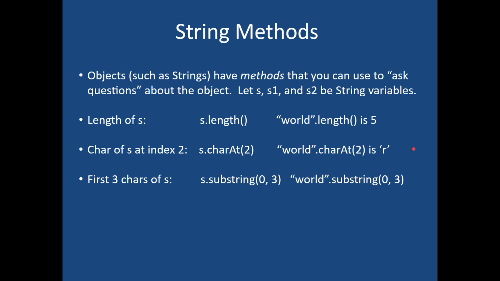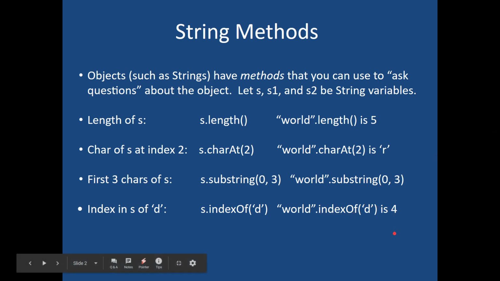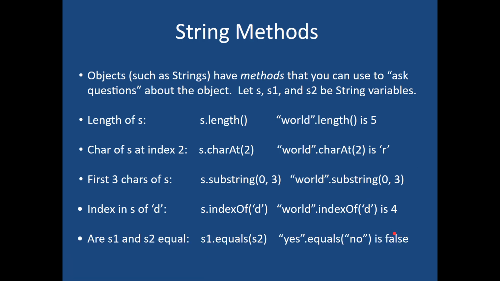You can take a substring. You can say, give me the first 3 characters of S. What this means is you're saying, give me a substring of world that begins at index 0 and goes on for 3 characters. So you get back WOR. That's another thing you can ask a string to do for you. You can ask, what's the index at which the character D occurs? So you're saying world.indexOf the character D is 4. It's telling you D occurs at index 4. You can ask whether S1 and S2 are the same. So yes, the string yes dot equals the string no is false.